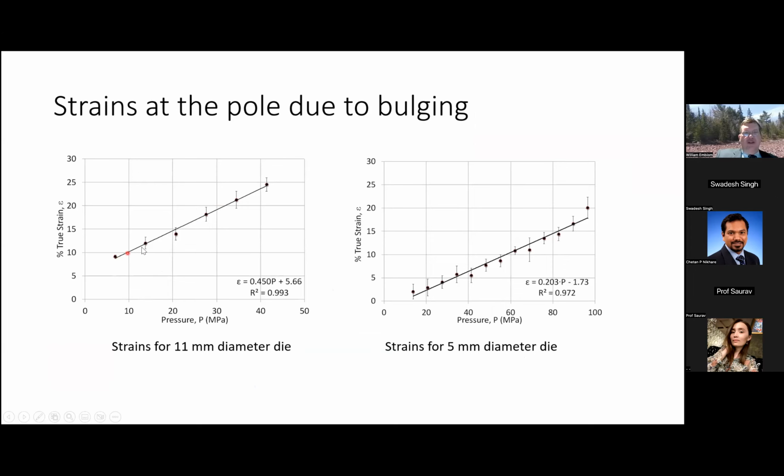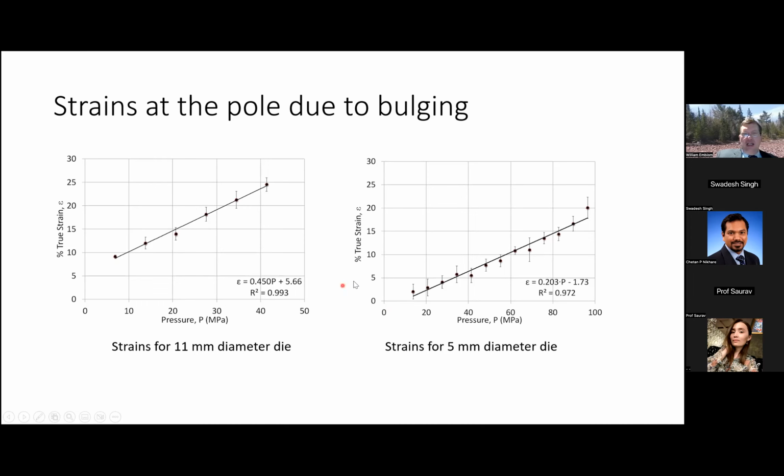If we look at the 11 millimeter die, we can see that when we add a trend line, the trend line is nice and linear. There are actually 3 tests and strain measurements for each one of these pressures, and the agreement is pretty good. So our correlation coefficient is over 99%.